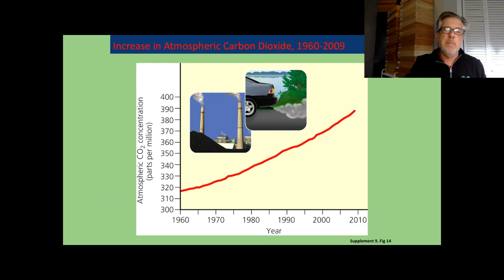Here's a graph we've already seen. It just shows the buildup of atmospheric carbon dioxide since 1960. As you can see, it looks like it's an exponential curve. So that's the carbon cycle.